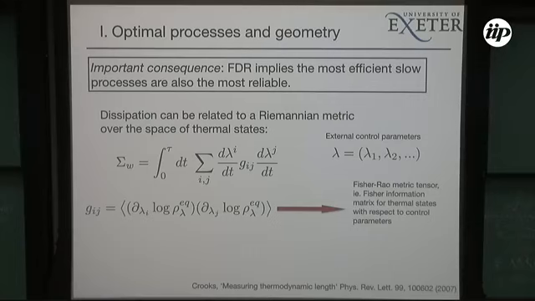So I think John mentioned in his talk already this paper by Crooks, measuring thermodynamic length. Crooks shows that for slow processes, the dissipated work is related to a metric tensor, which is this Fisher-Rao metric over the manifold of thermal states. So you can use differential geometry to find the geodesics through this space of thermal states, and this tells you what the best process would be in order to minimize your dissipation. So it tells you how to change your Hamiltonian optimally.